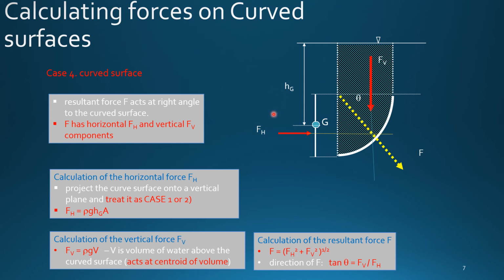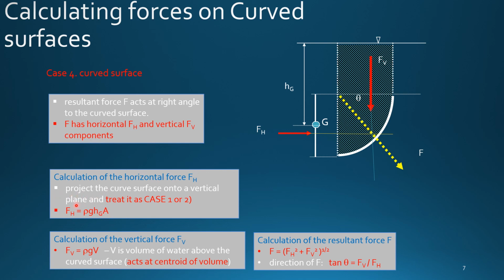To calculate the horizontal force, Fh, we project the curved surface on the vertical plane. So this is the vertical plane, and now assume this is a vertical object or vertical surface, and we calculate the horizontal force. That is rho g times hg times area. Like any regular vertical surface, the horizontal component of force on the curved surface is the same: rho g times hg times area.